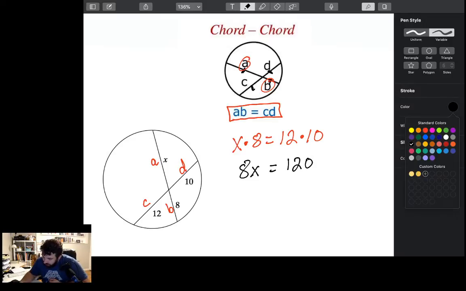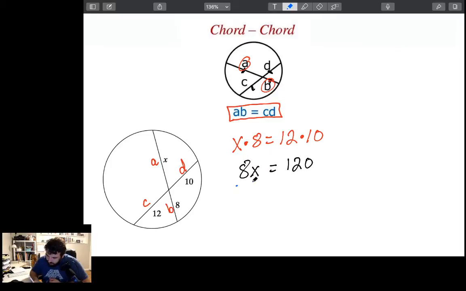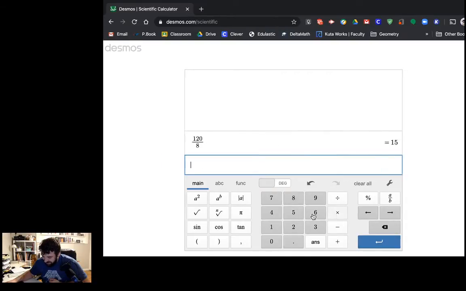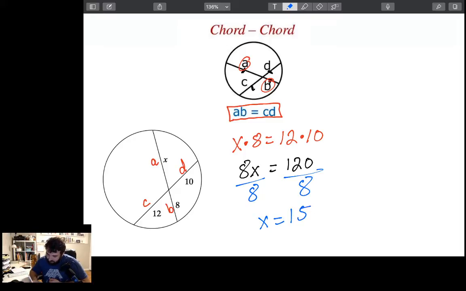You guys know how to solve this out. We'll take it and divide both sides by 8 to get the x by itself. And we should get that x is, and just remind you, over to our good old friend Desmos, 120 divided by 8 gives me 15. So x in this case is 15. If you get stuck, go to the calculator. Basic algebra skills. Don't try to make this more than it is. It's just your basic algebra skills, so keep that in mind.